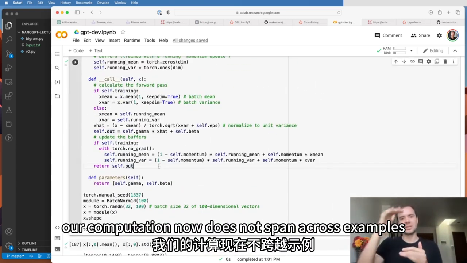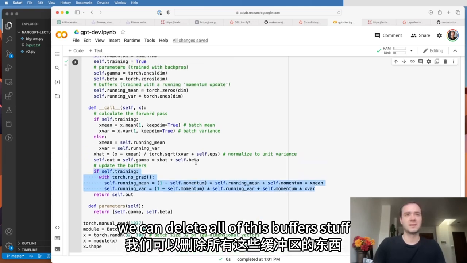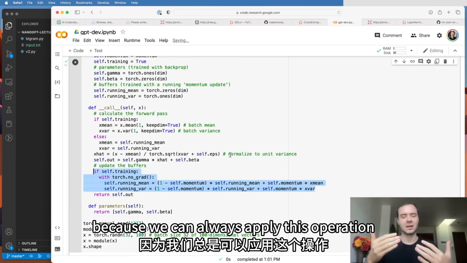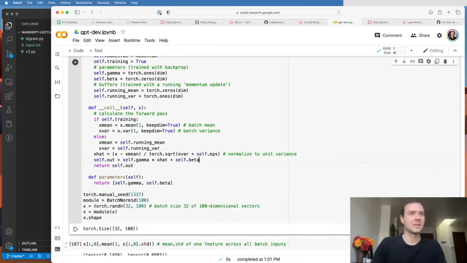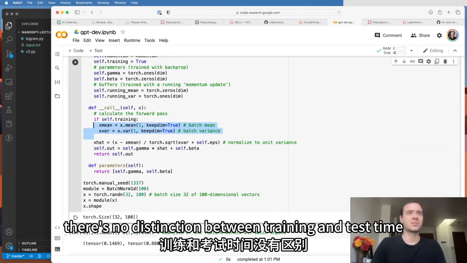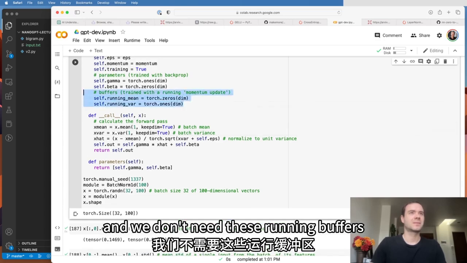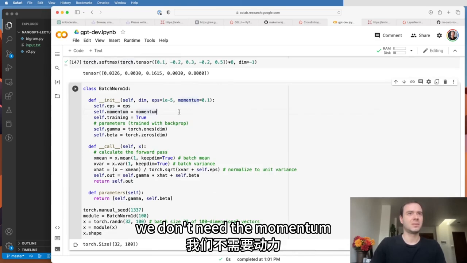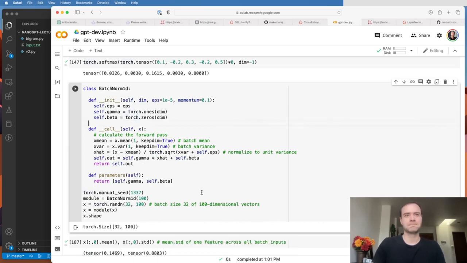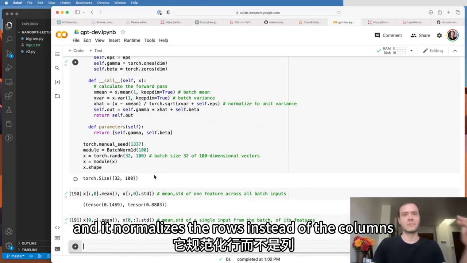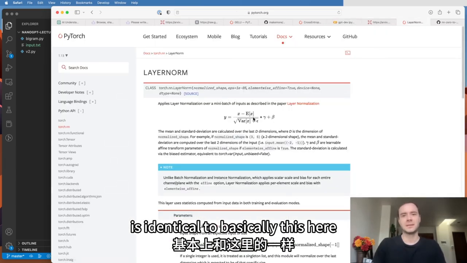And because our computation now does not span across examples, we can delete all of this buffers stuff because we can always apply this operation and don't need to maintain any running buffers. So we don't need the buffers. There's no distinction between training and test time. And we don't need these running buffers. We do keep gamma and beta. We don't need the momentum. We don't care if it's training or not. And this is now a layer norm. And it normalizes the rows instead of the columns. And this here is identical to basically this here.